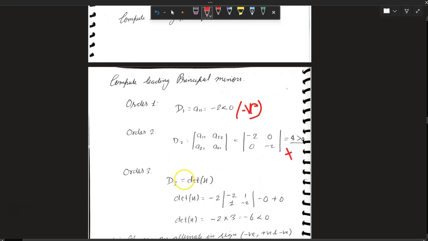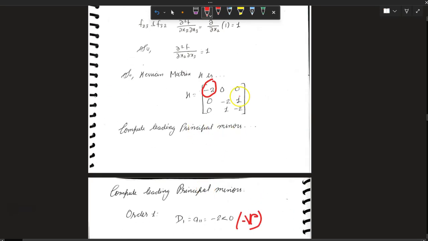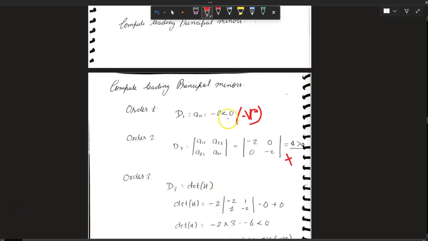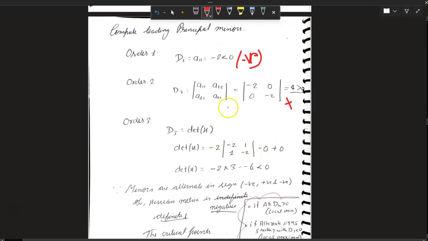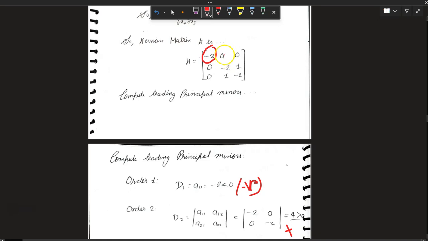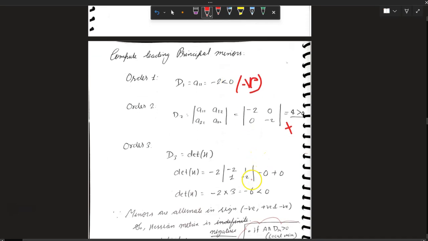So let's calculate order 3. Order 3 means the full determinant value. How to calculate the determinant value? First take -2 and multiply this 2 and minus this 2. You will get the determinant value, because this value and this value are 0, so you will get 0 when you take common this 0. So the determinant value is -2 into -2 minus 1 into 1. So what's that? That is -6.